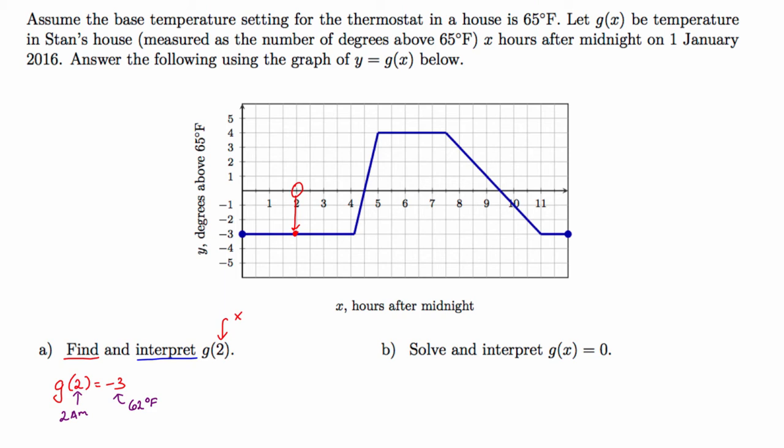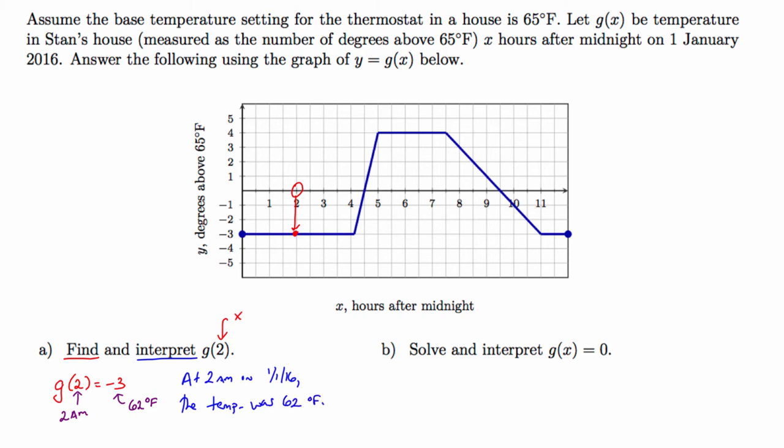So to interpret this, we simply need to state what the x and the y values mean in context and as a sentence. So an interpretation of this can be, at 2 a.m. on January 1st, 2016, the temperature in Stan's house was 62 degrees Fahrenheit.